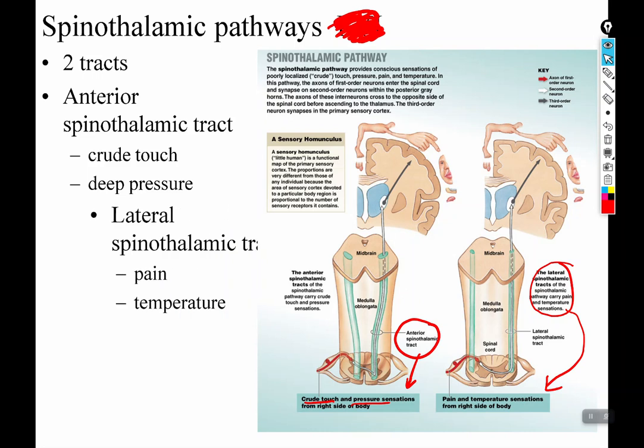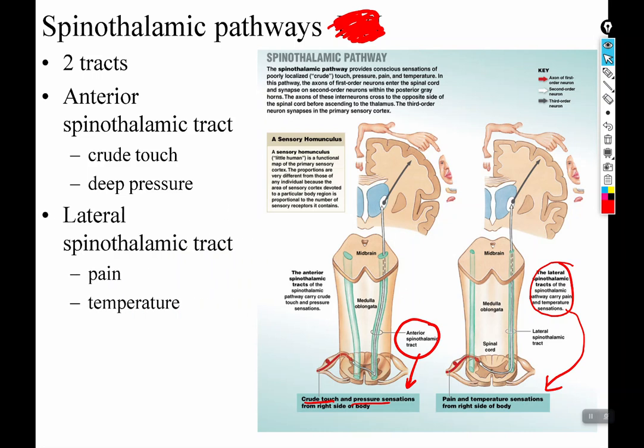So these are going to be divided accordingly, but they end up at the same sensory or cortical location. So you can also see they both decussate in the spinal cord, specifically in the anterior gray commissure, and then they ascend in their respective tracts, but in parallel, and then they arrive at the same destination. So different modalities, same destination. Anterior, crude touch and deep pressure, lateral, pain and temperature.